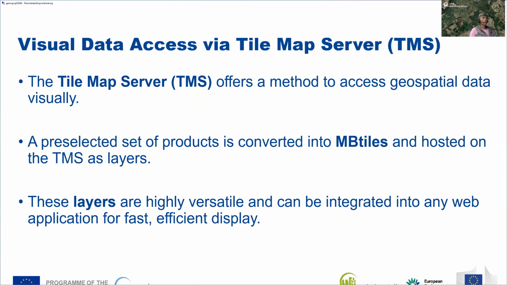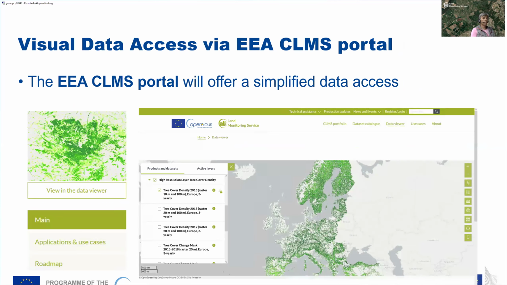Yeah, the tilemap server offers a method to access geospatial data visually. A preselected set of products is converted into MB tiles, which means the tiling is already applied, and hosted on this server as a single layer. These layers are highly versatile and can be integrated into any web application for fast and efficient display. So using this as a WMS service, it's quite easy. Next one. And the last one I already explained.